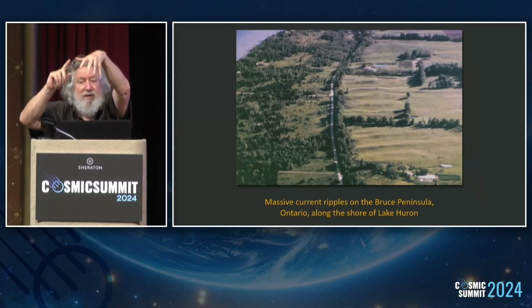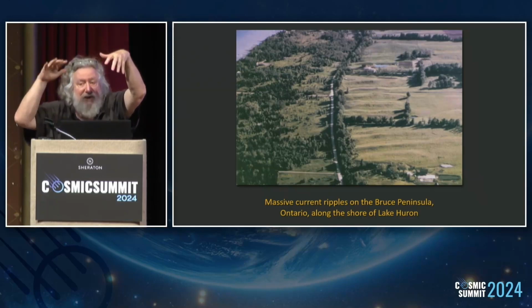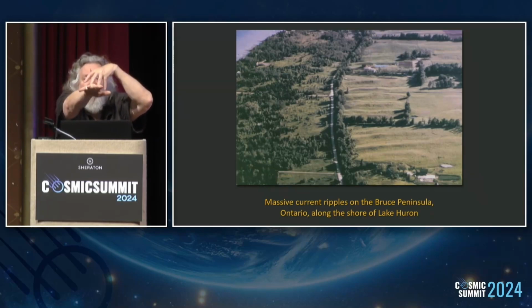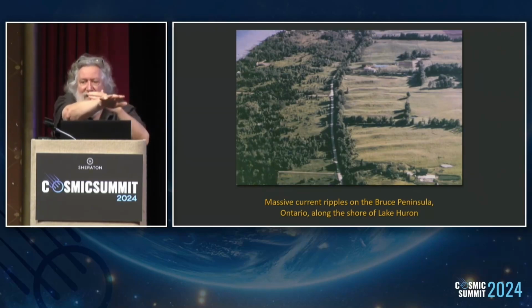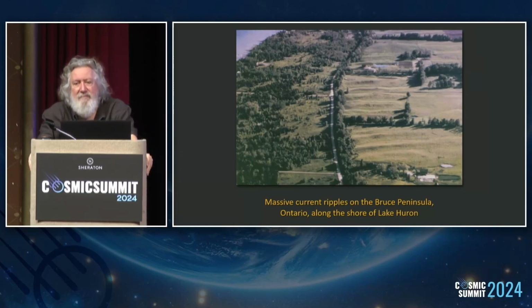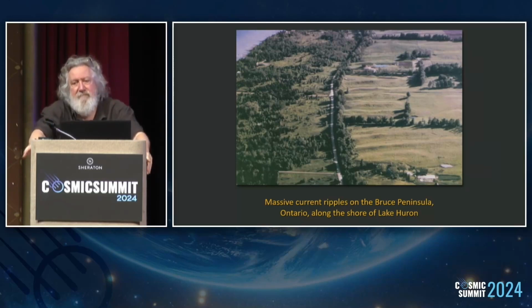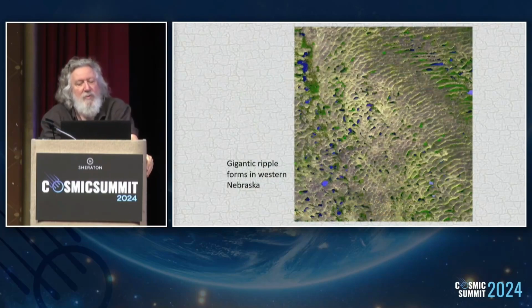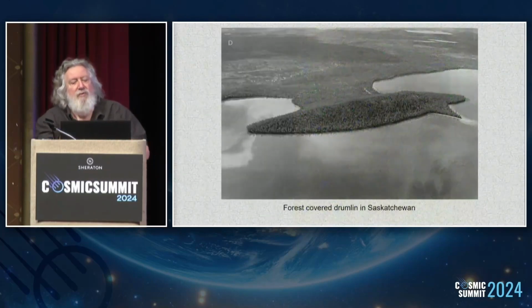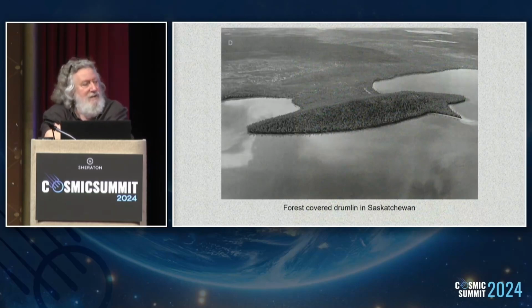Now, how can we demonstrate that those drumlins were almost certainly created by gigantic subglacial floods? Because where that water emerges from the source, the edge of the glacier, we find giant current ripples. So this is a transition from water flowing under pressure to water on a free surface. Is that making sense? I hope so. Gigantic ripple forms in western Nebraska. Here's a forest-covered drumlin in Saskatchewan, buried under thousands of feet of ice, but you had gigantic flows, in some cases flows that would have been several hundred miles wide of water subglacially.